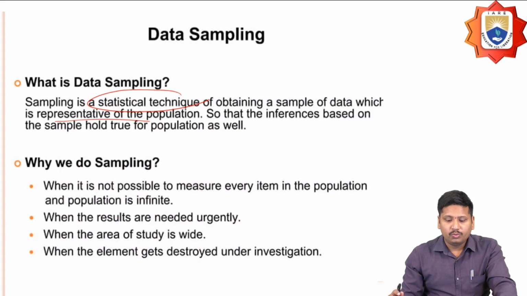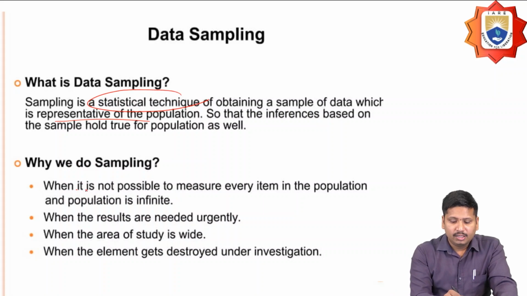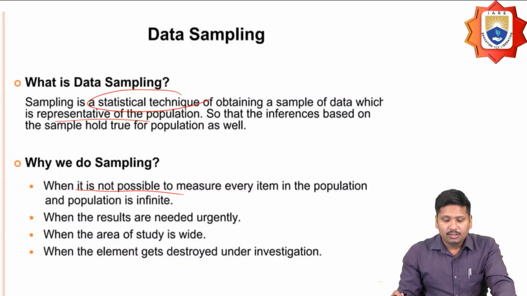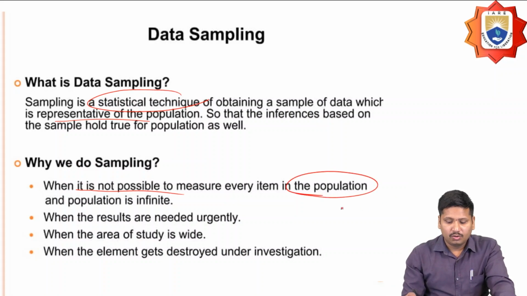Next, why do we go for sampling? When it is not possible to measure every item in the population, or the population is infinite, you have to go for sampling. Also, when the results are needed urgently, when the area of the study is wide, and when the elements get destroyed under investigation, you have to perform sampling. These are some of the cases why sampling is needed.